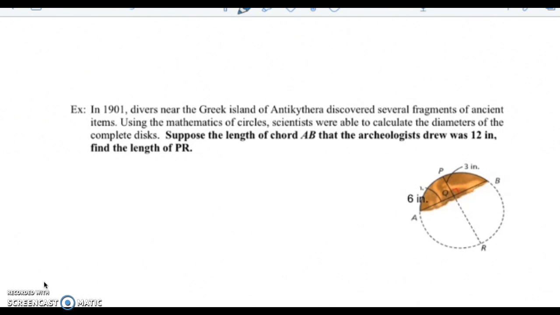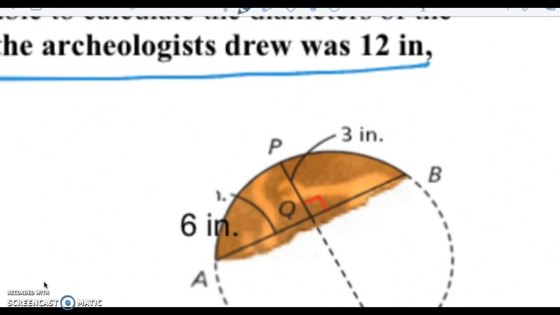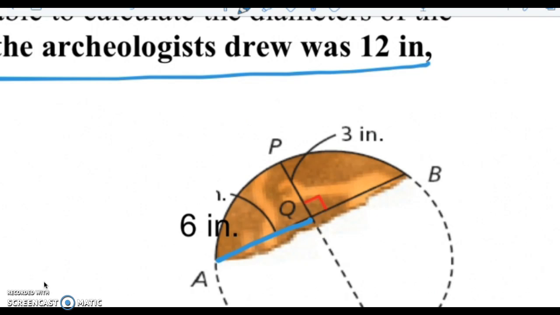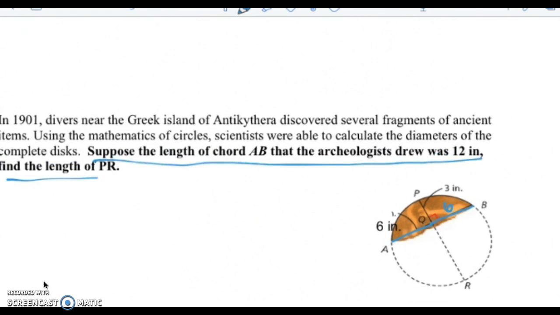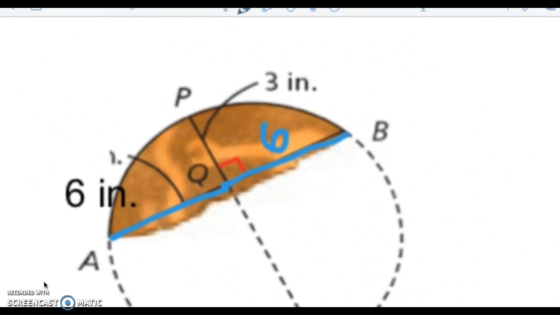So let's look at this example. So divers near the Greek Isle discovered several fragments of ancient items. Using mathematics, they were able to calculate the diameters of disks. So suppose the length of AB was 12. So right now I see that AB, this part's labeled 6. So I'm also going to label this part 6 because I know the whole thing's 12. What is the length of PR? So we already know PQ is 3.